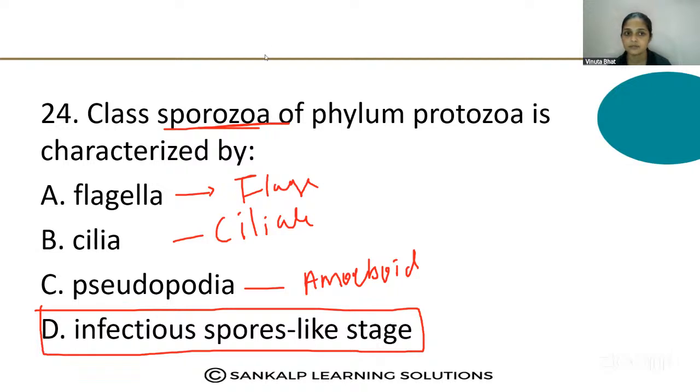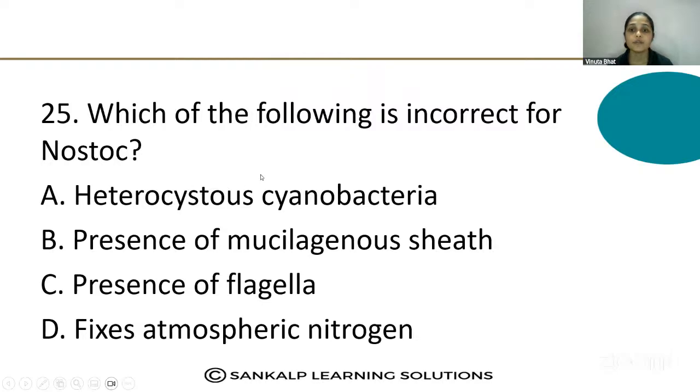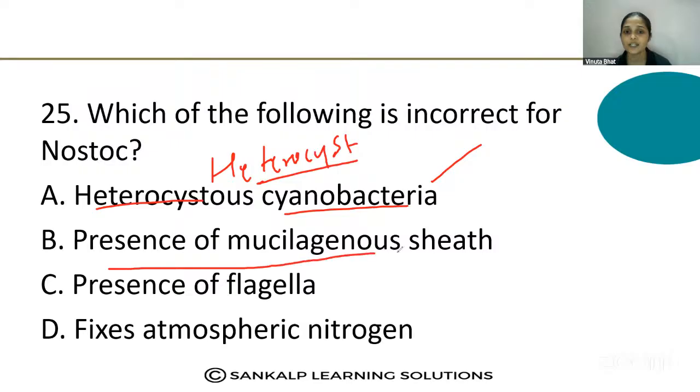Next question. Which of the following is incorrect for nostoc? So find out the incorrect statement about nostoc. Heterocystous cyanobacteria, which contain the heterocyst; presence of mucilaginous sheath; presence of flagella; fixes the atmospheric nitrogen. Which one of the following statements is wrong here? Heterocystous, which contain the heterocyst. So yes, that is the correct one. Presence of mucilaginous sheath. Yes.